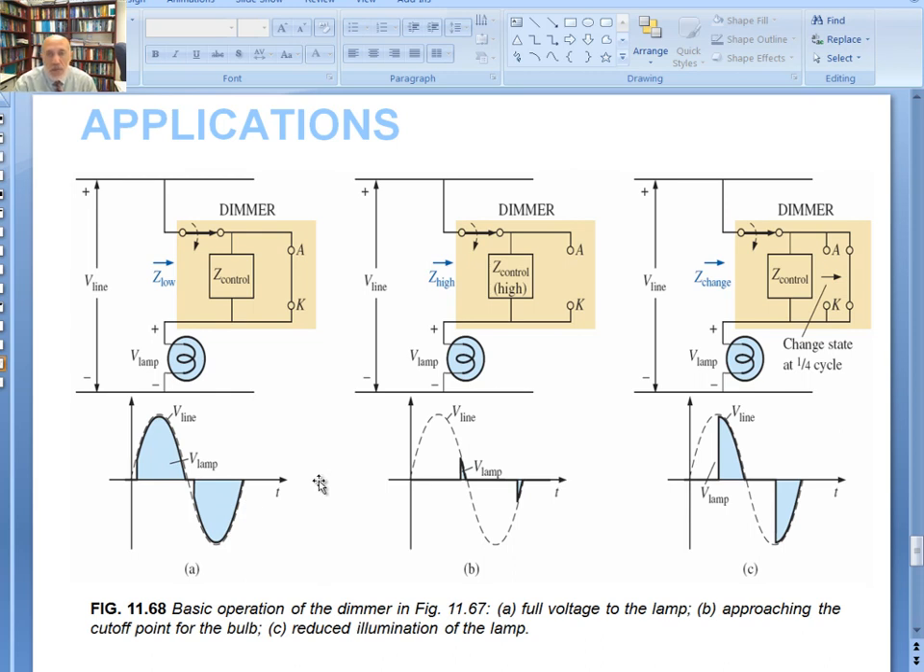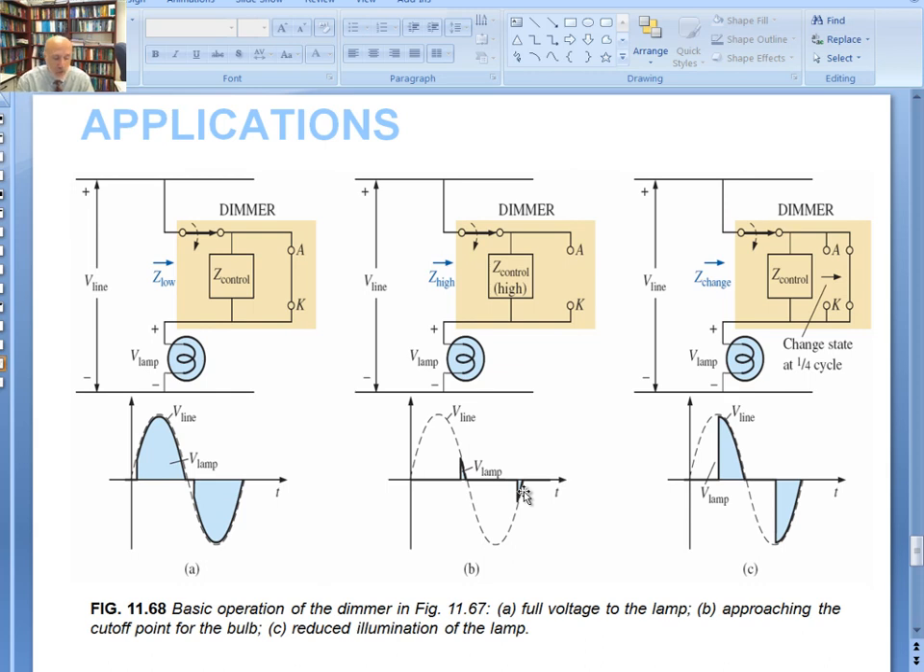At the other extreme, the dimmer, or the controller, acts like an extremely high impedance. And when it's extremely high impedance, then the majority of the voltage is going to drop across the controller, the dimmer, and you have a very small voltage across the light. The blue shown right here indicates the voltage that appears across the lamp. The rest of it appears across the impedance. Now, the intermediate impedance controls the terminal voltage of the bulb.